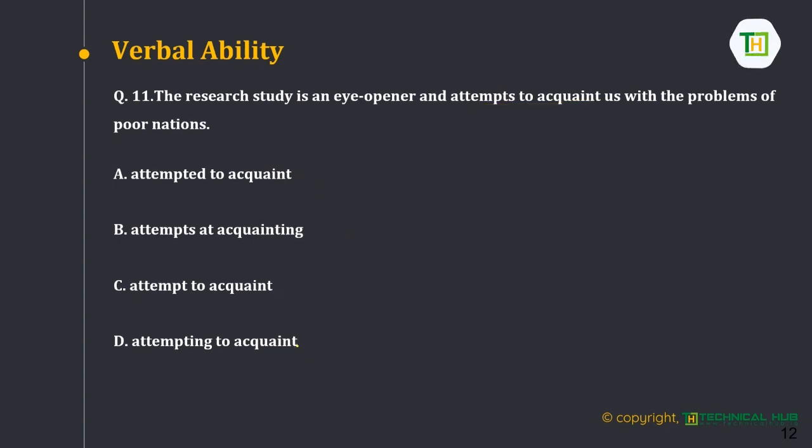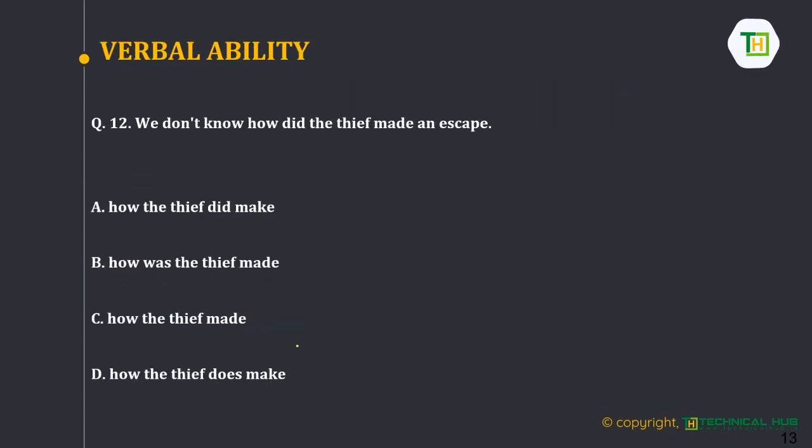Next: "We don't know how did the thief made an escape." See here, "how did the thief made": up to this part, you have to replace. You cannot use "did make", this is the wrong one. And the second one, "how was the thief made"?